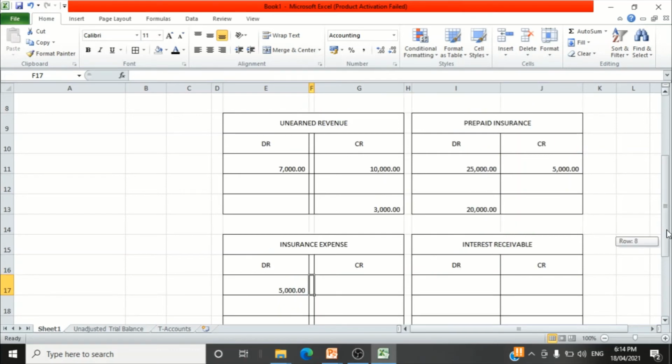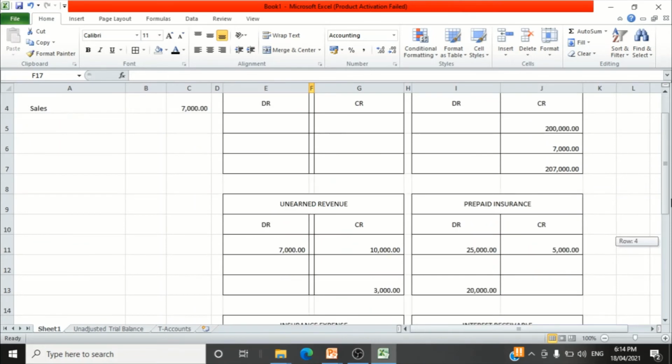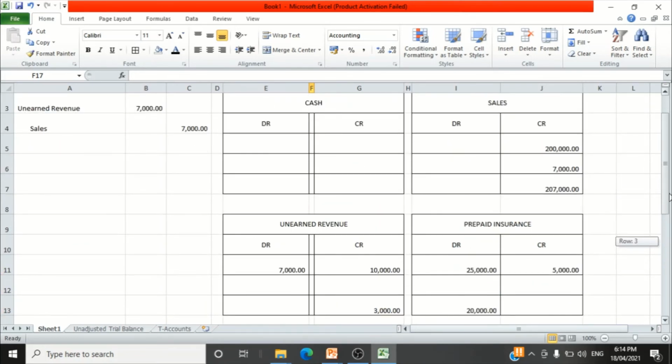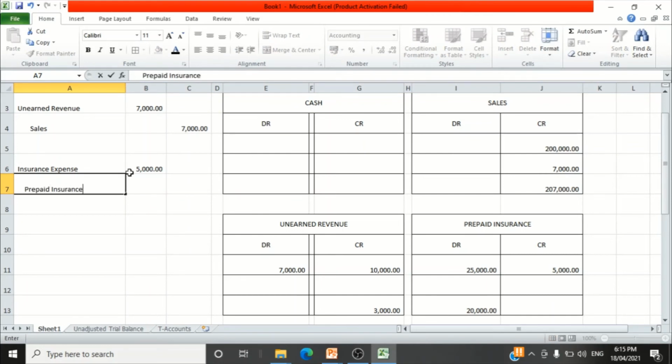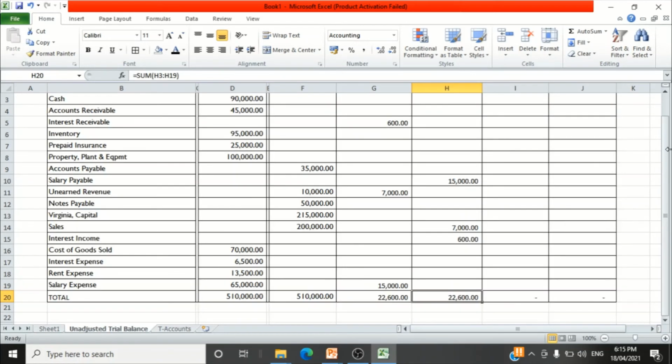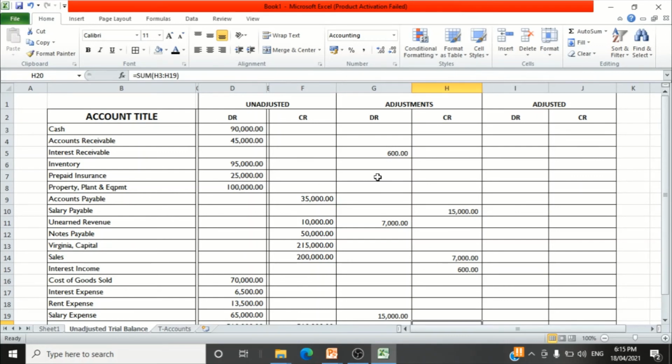Alright, so if we are going to make an entry of that, it will be debit insurance expense of 5,000, and then what? Prepaid insurance 5,000. Alright, so let's adjust that dun sa ating worksheet. Okay, prepaid insurance, we have a credit of 5,000, and then insurance expense.